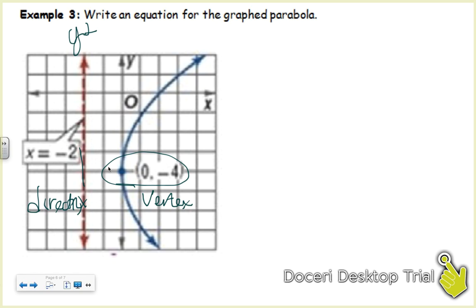So if I go back to the standard form, I know that I'm going to have an equation that is going to be a y minus k squared equals 4p x minus h. I'm going to fill in what I know. I know the vertex, so I'm going to plug that in. You could put the minus 0 or not put the minus 0. I'm going to choose to because it makes it easy to look at what I need to know.